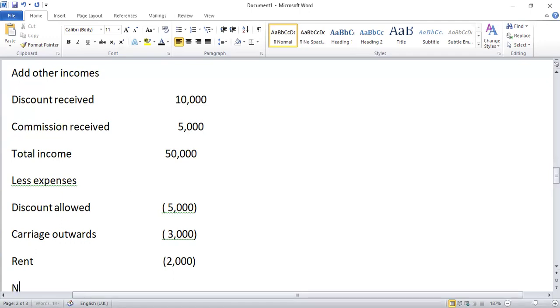Then we will have what you call net profit. Net profit is 50 minus 10. That is 40,000.